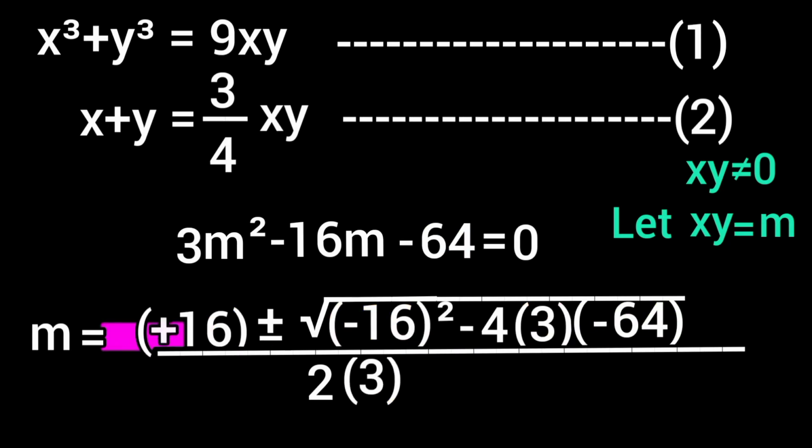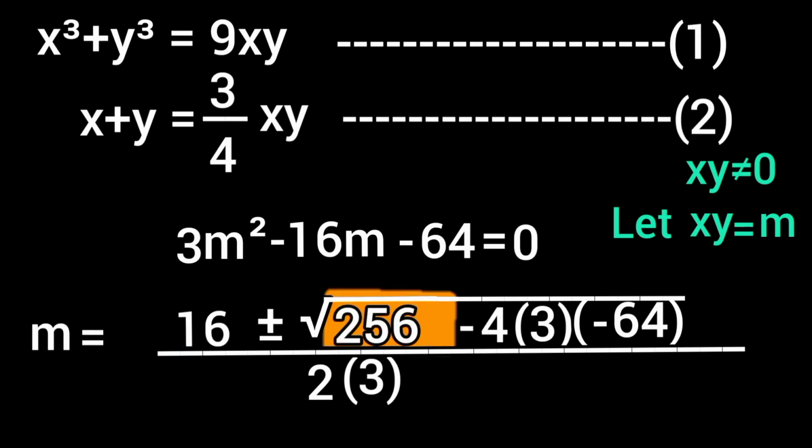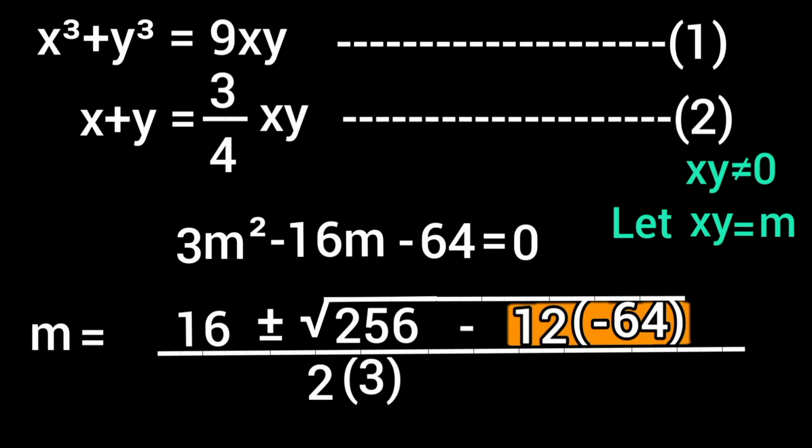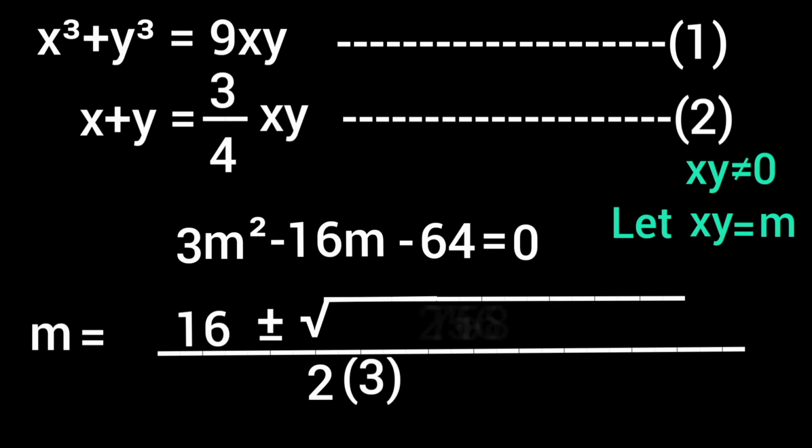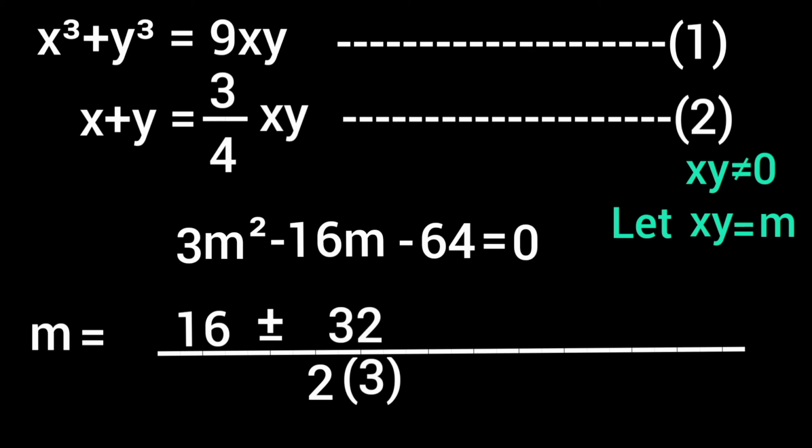Minus times minus is plus, which we can omit. Minus 16 squared is 256, 4 times 3 is 12, and 12 times minus 64 is minus 768. Again, minus times minus is plus, and 256 plus 768 is 1024. Then the square root of 1024 is 32. And finally, 2 times 3 is 6.